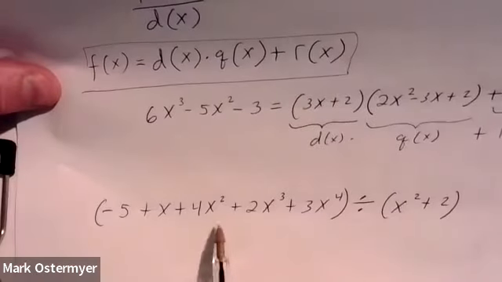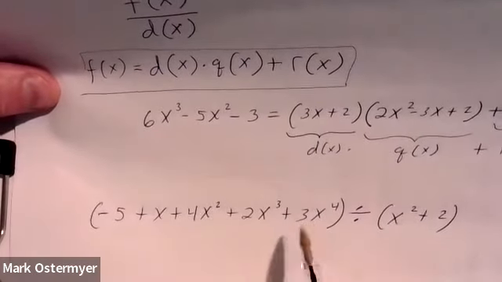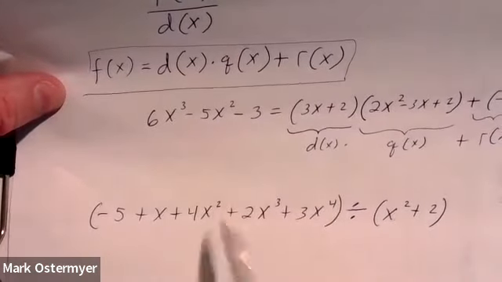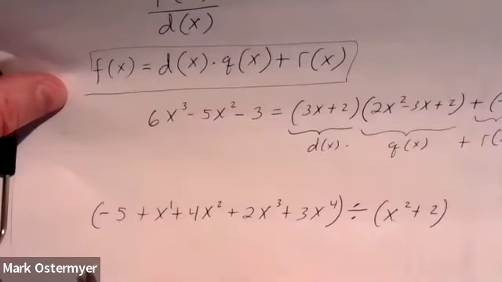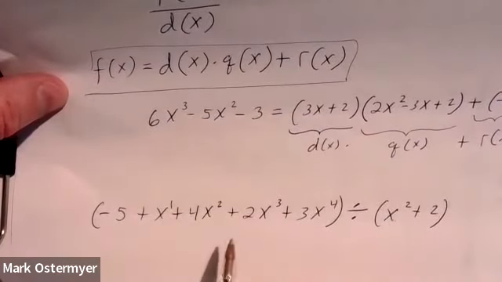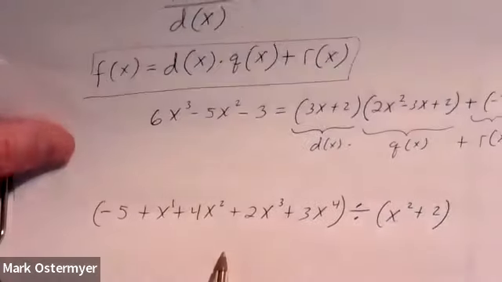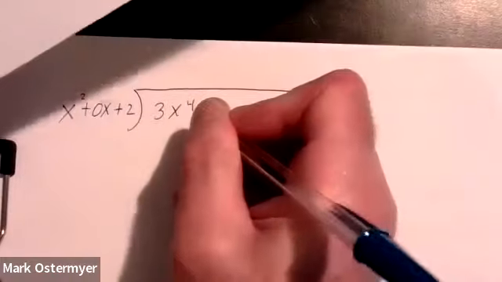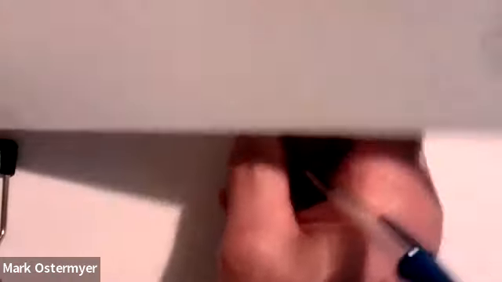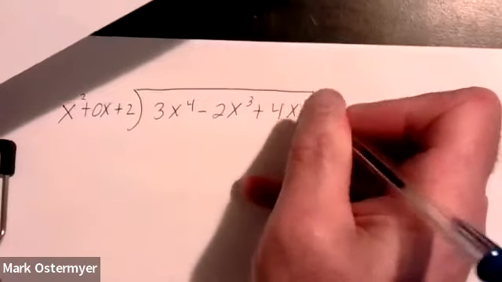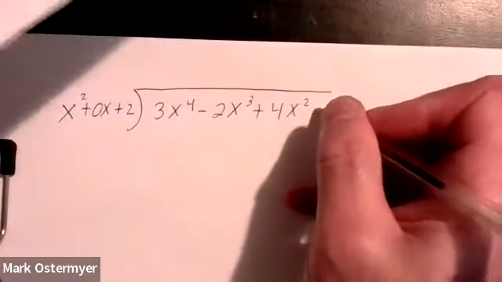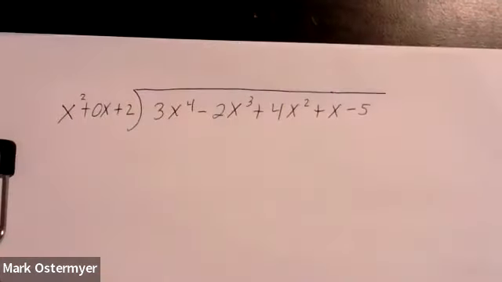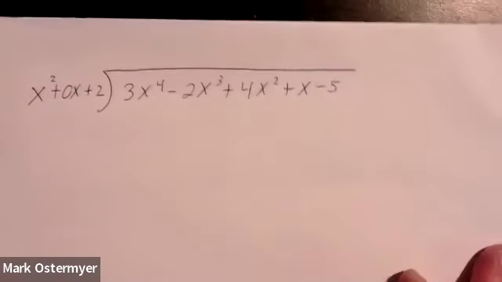Notice my dividend's all out of whack. For one thing, it's not even in descending order. But I do have all powers of x: 4th degree term, 3rd degree term, 2nd degree term, 1st degree term, and 0 degree term. So we do not need any placeholders in our dividend, but I am going to put it in descending order. All right, now we're ready to begin our division here.